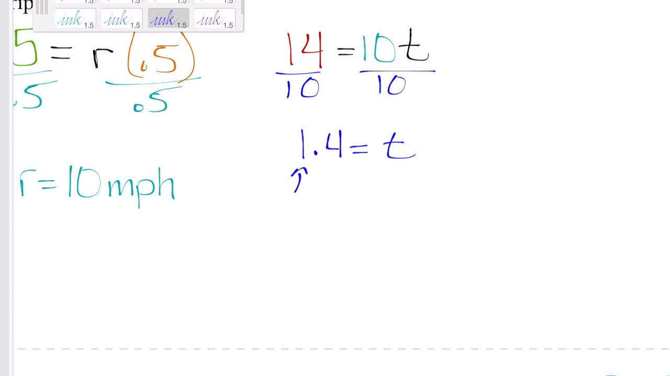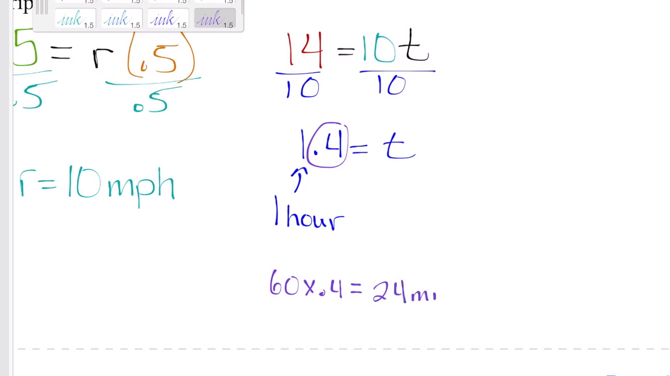So I know I have 1 hour here. And then in order to figure out our minutes, I'm just going to multiply 60 minutes, that's how many minutes we have in an hour, by 0.4. So 60 minutes times that 0.4 of an hour tells me that it's 24 minutes. So I've got 1 hour and 24 minutes that it'll take us to go 14 miles.